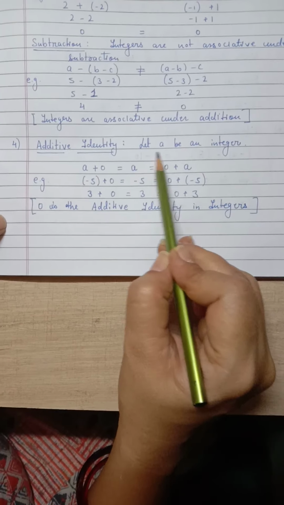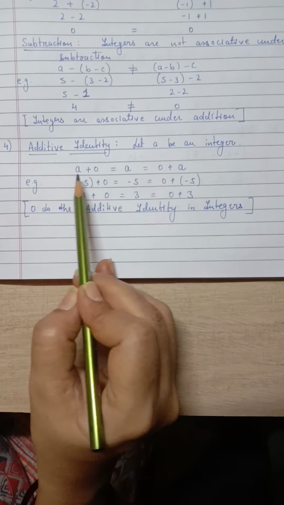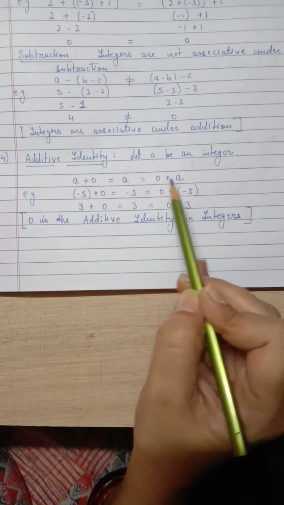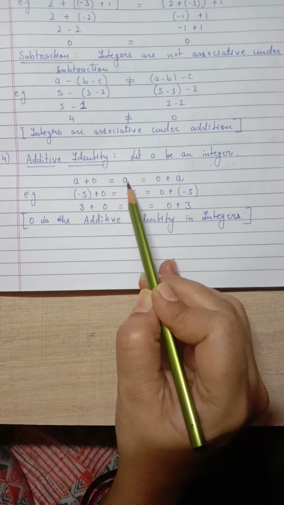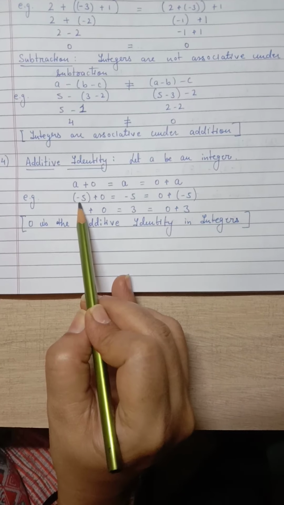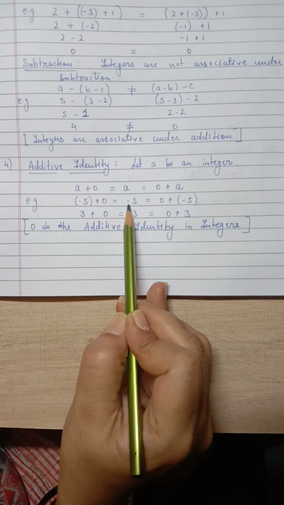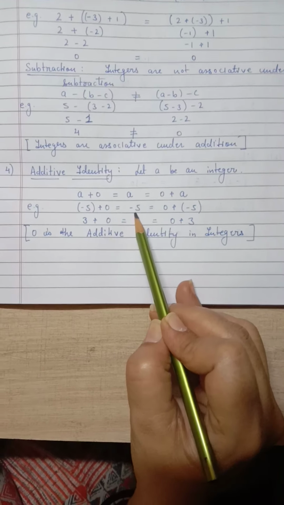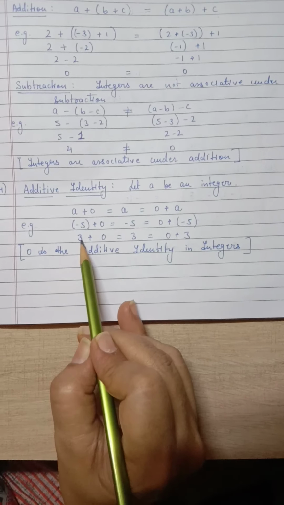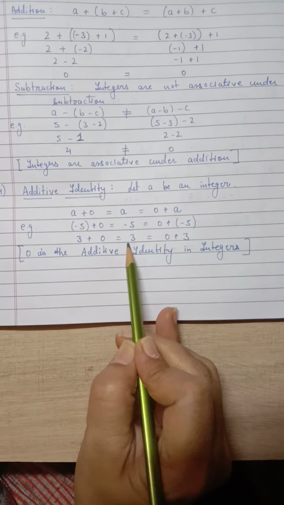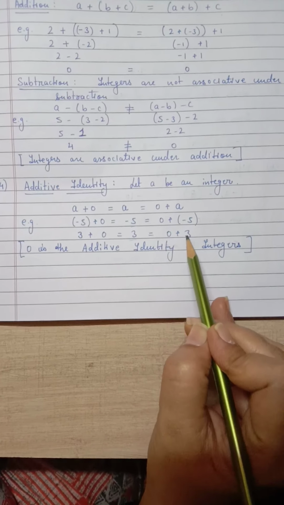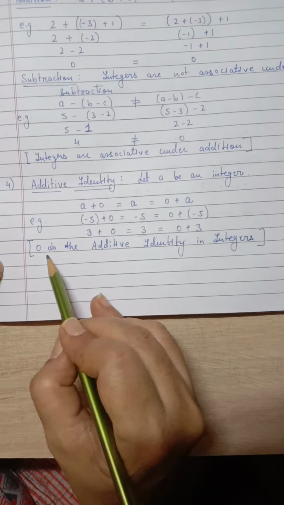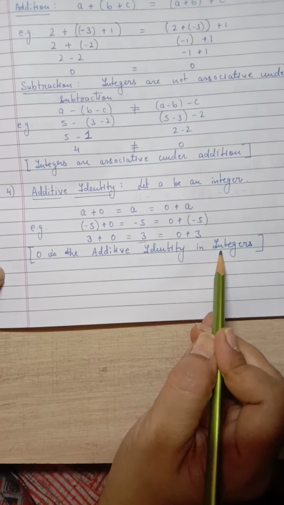Additive identity, let a be an integer. Now a is added to 0, you will get back the same answer, that is a. And when 0 is added to a, again the answer is a. For example, when minus 5 is added to 0, you will get minus 5. And when 0 is added to minus 5, again you will get the answer as minus 5. Similarly, 3 is added to 0 and you get back the same number 3. And 0 is added to 3, then again you will get back the same number 3. So we will say that 0 is the additive identity in integers.